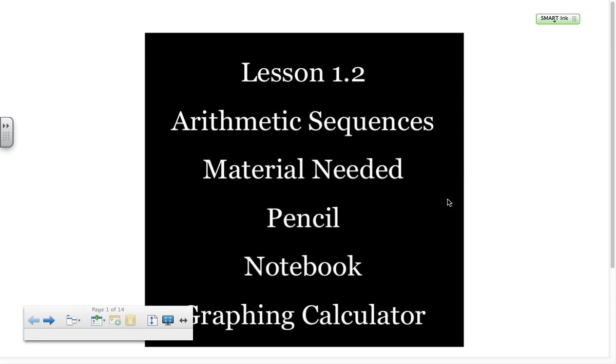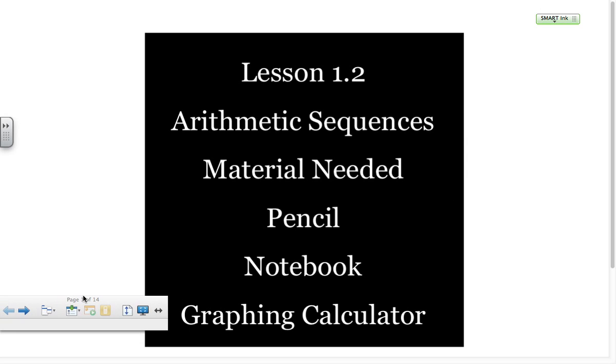All right, welcome back to day 2, where we will be talking about arithmetic sequences. Just a reminder about the materials that you need. Please make sure that you're taking very good notes, especially the examples and the practice problems. You need to make sure you're writing those down in your special notebook just for this class.